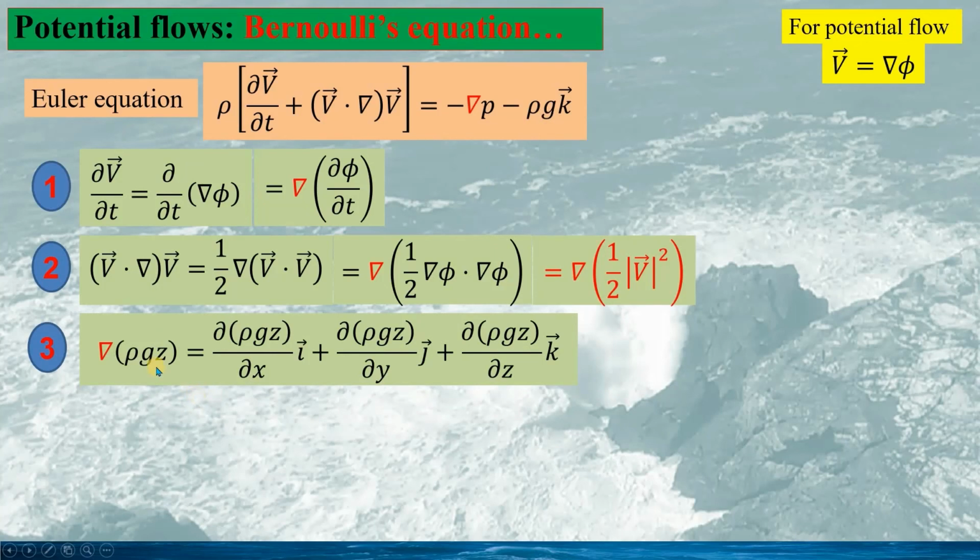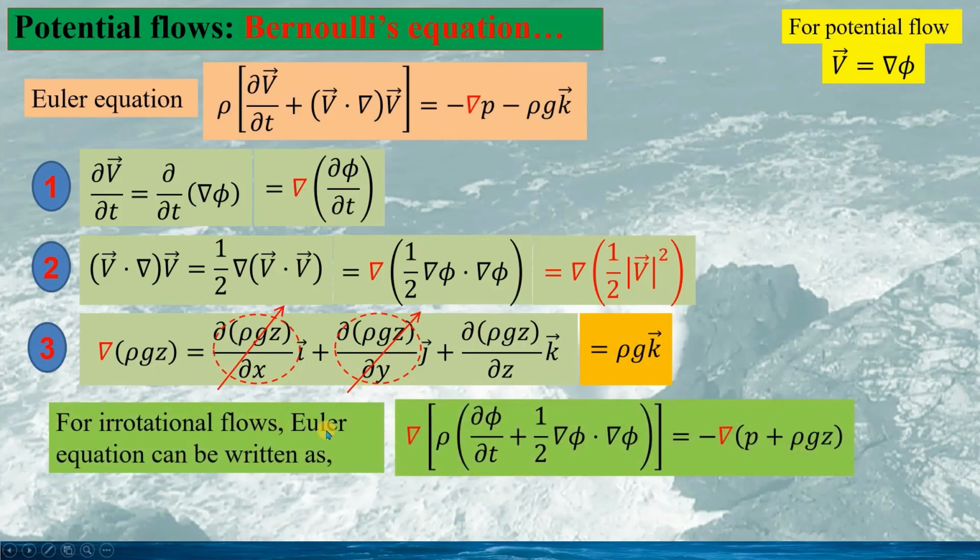And for the body force term, if we take the gradient of the function rho g z, we can calculate this gradient as this. Obviously, we can see this term would be 0 because rho g z is independent of x. Same for this term, rho g z is also independent of y. So we have only one term as this. So this will give the result as rho g times the unit vector k. So put all this together.